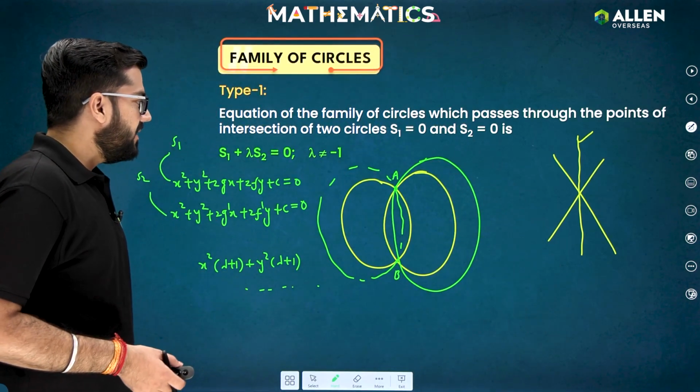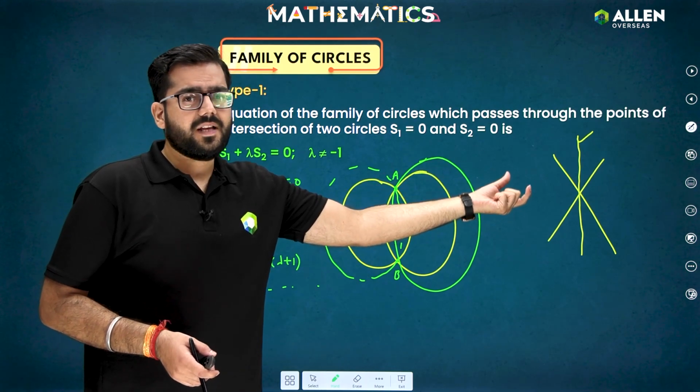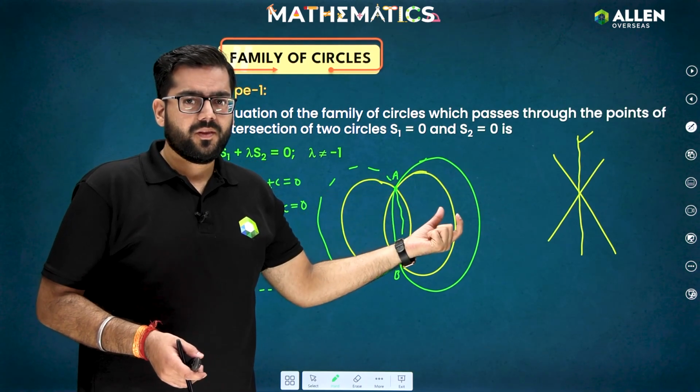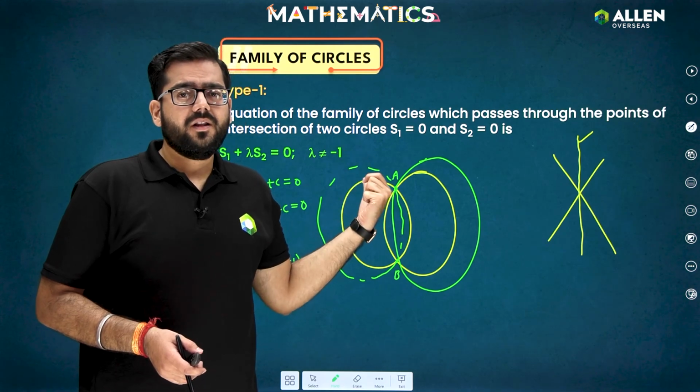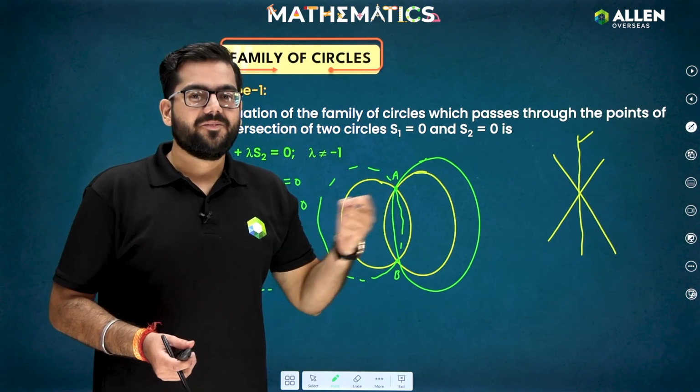The rest of the things are very easy. I am using the concept of the family of lines, which is L1 plus lambda L2 is equal to 0. And here in case of circle, S1 plus lambda S2 is equal to 0. I am using that one. This is your type 1.